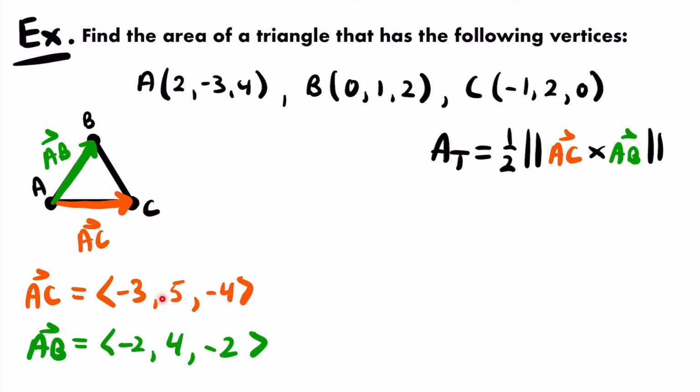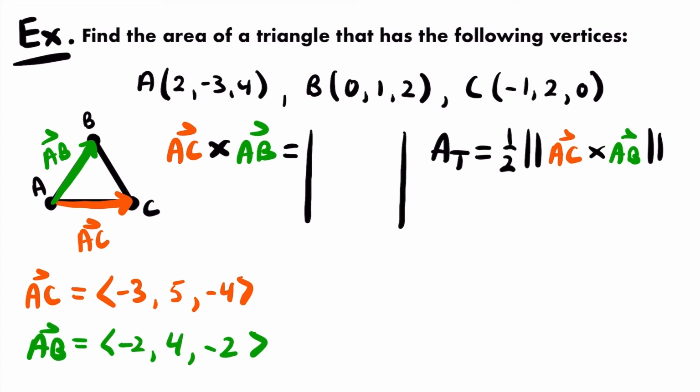We now have both of the vectors that represent 2 sides of our triangle here. Now what we want to do is calculate the cross product between them so that we can then take the magnitude of that vector and multiply it by 1/2. Okay, so let's work on the cross product. We're going to take the cross product of vector AC and vector AB. That's going to be equal to the determinant of a 3 by 3 matrix that we're going to make up right now. The first row will be the standard unit vectors, i, j, and k.